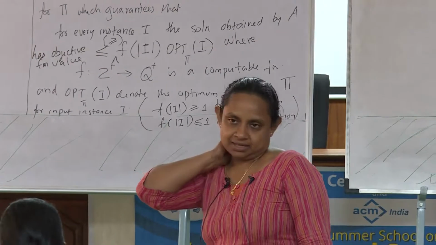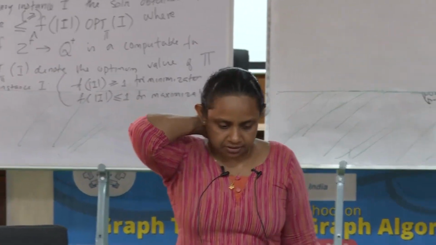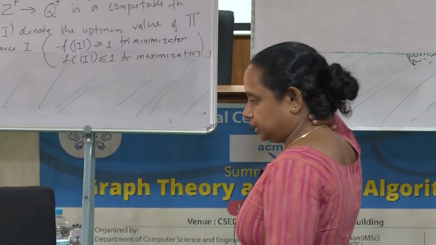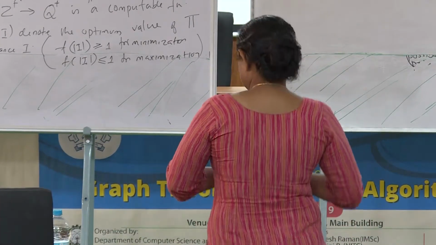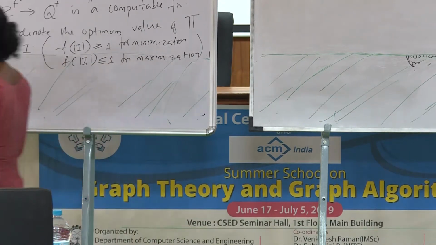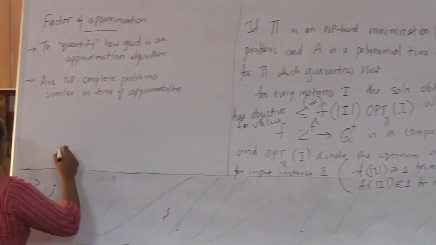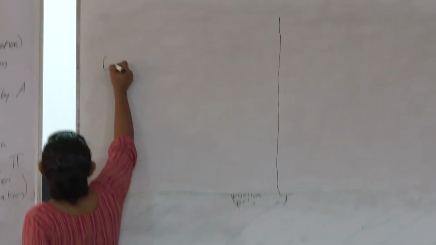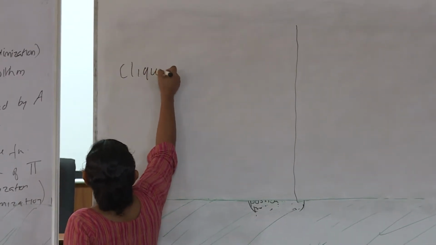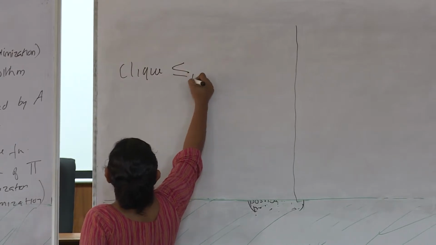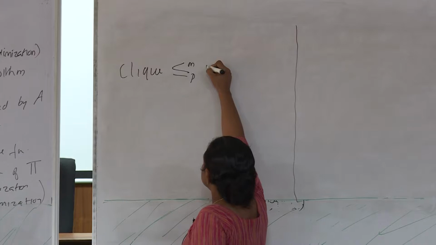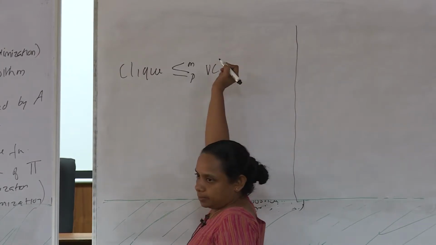Okay, so now let me ask you one question. So you know that vertex cover, today morning you told me you have a reduction from clique, right? You told me there is a polynomial time reduction from clique to the vertex cover decision problem, right?